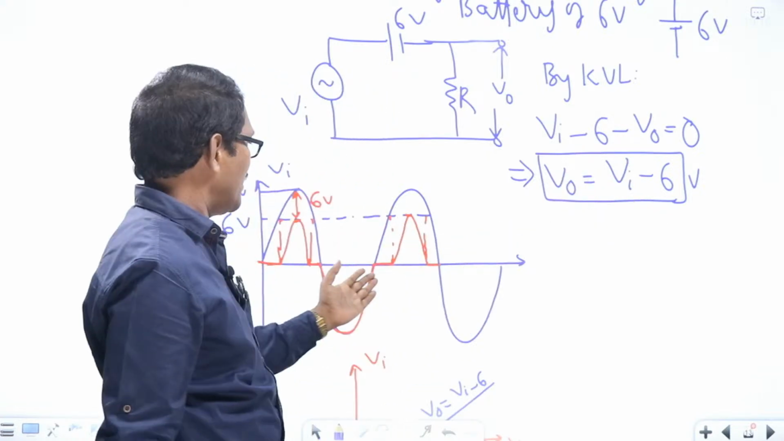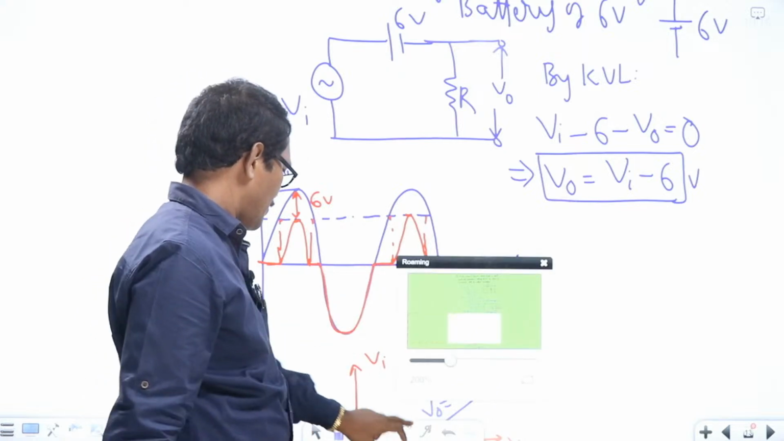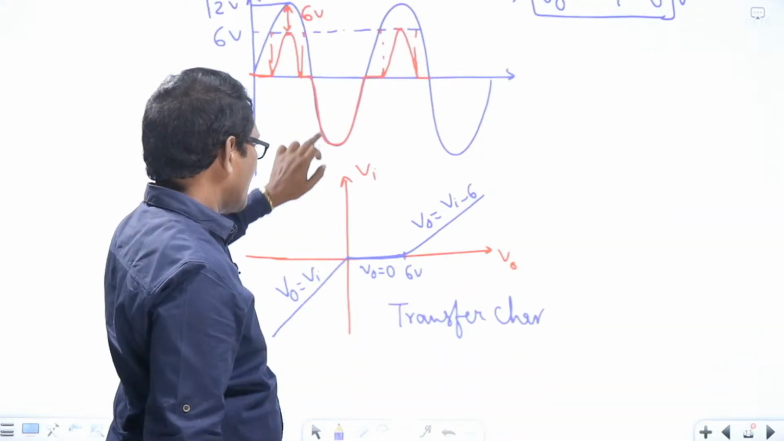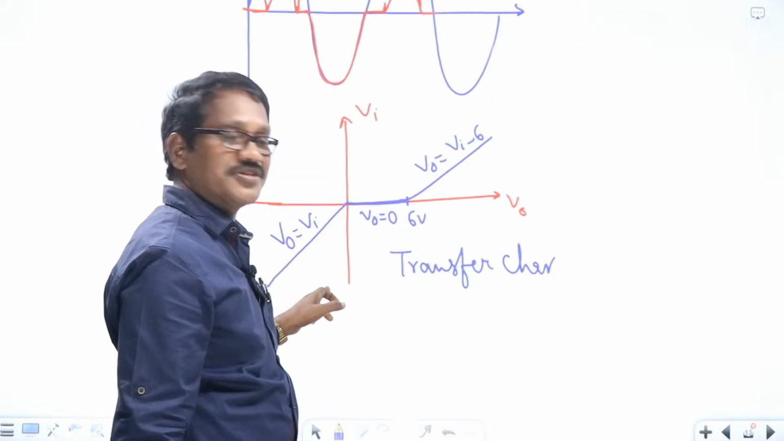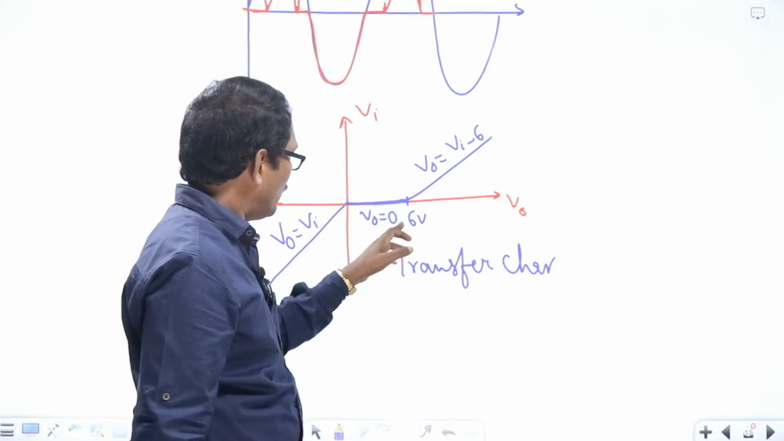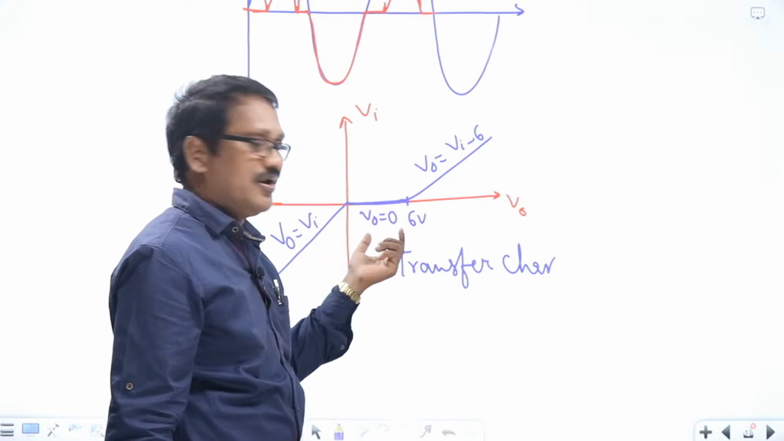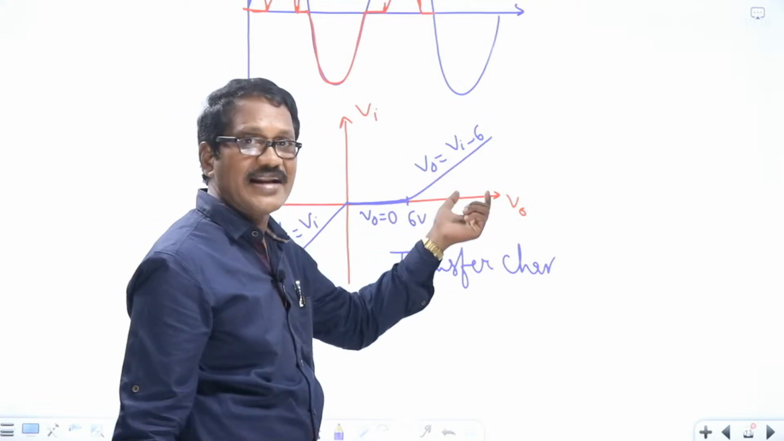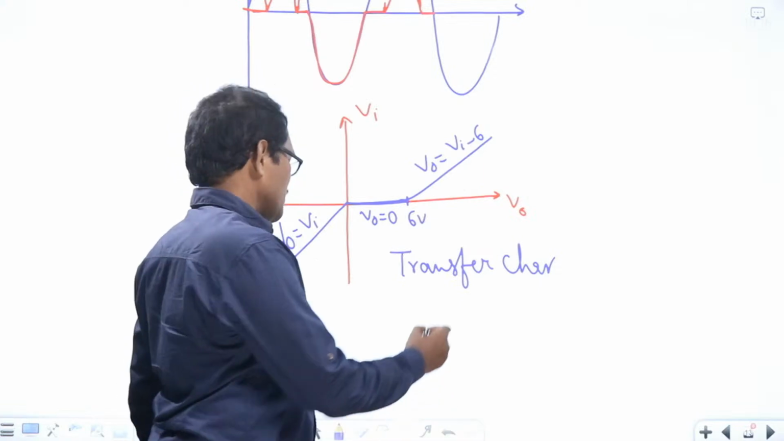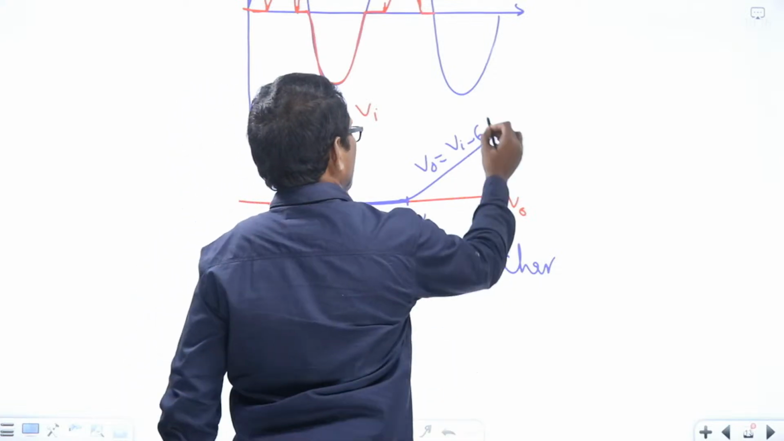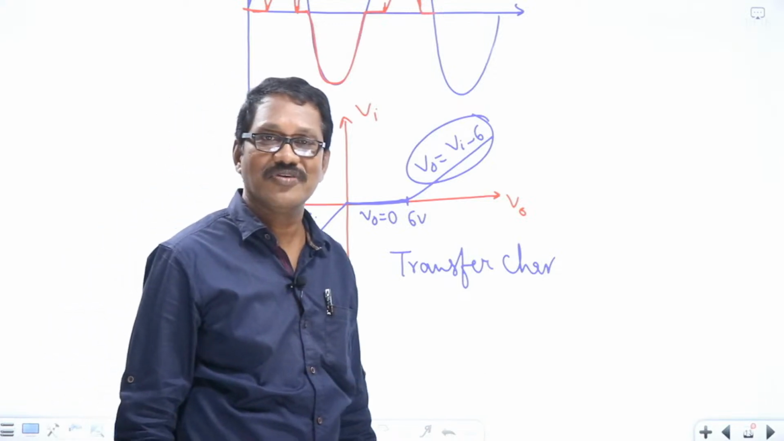So the corresponding input-output waveforms and transfer characteristics are: during the negative half cycle, the output follows the input variations. If VA is less than 6 volts, the output is 0. If VA is greater than 6 volts, then the output is VA minus 6 volts. Have you understood this? Are you able to follow my lecture?